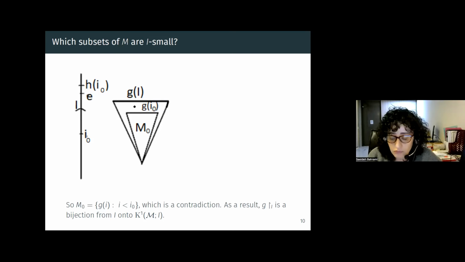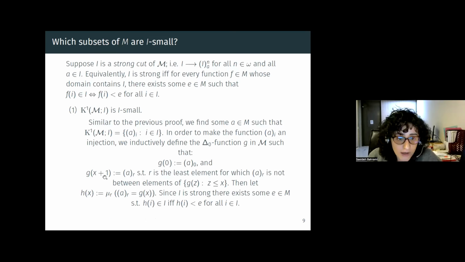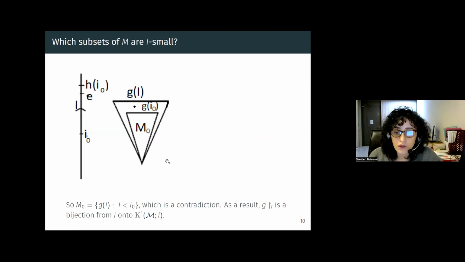Sorry, I forgot to note that this G by definition is 1-to-1. As a result, the restriction of G to I is the bijection from I to K1 of M and I.